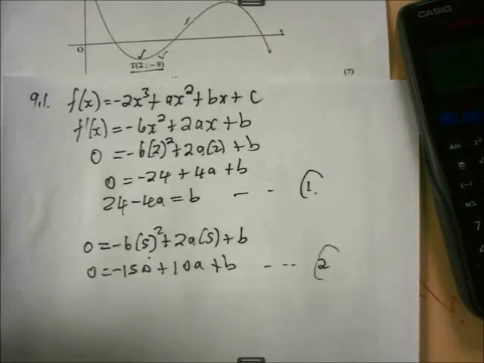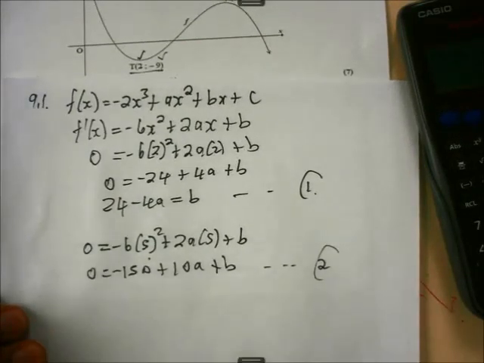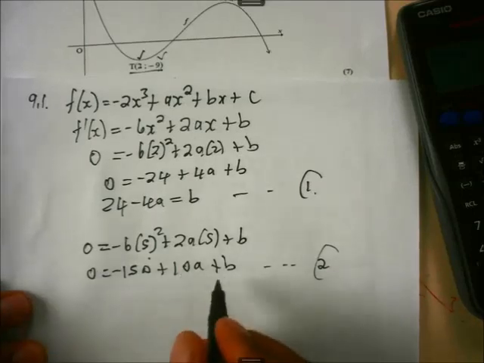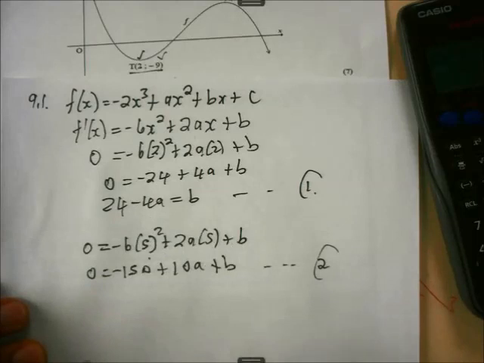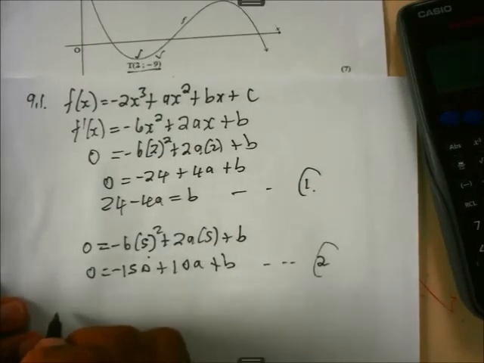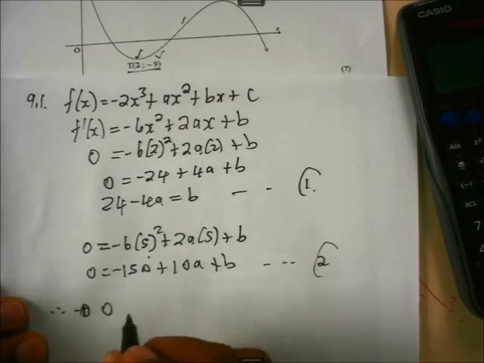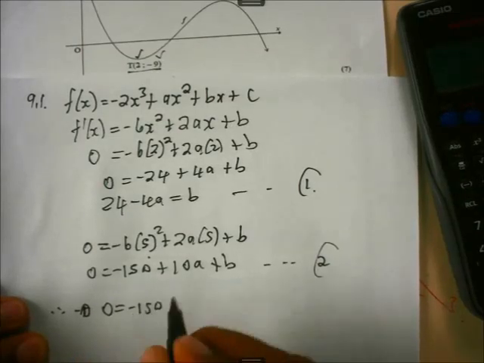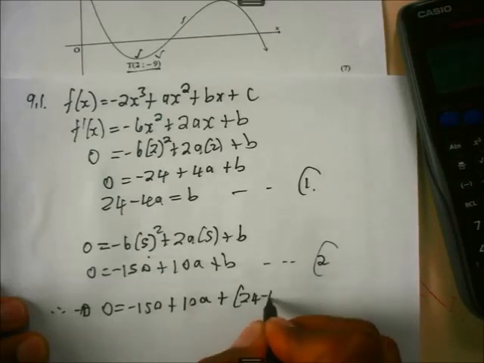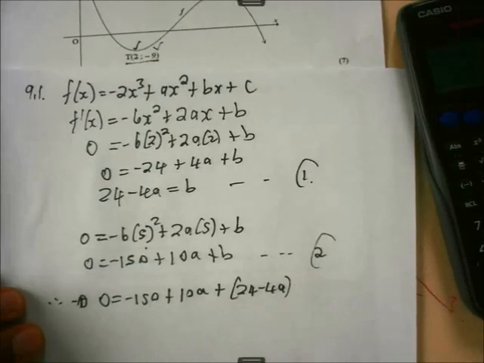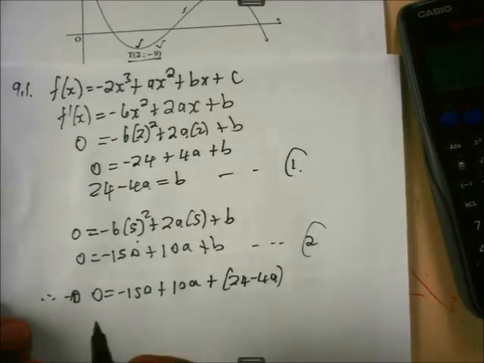Of course, the next step: what do I do now? I substitute b with 24 minus 4a. Therefore, we have 0 is equal to minus 150 plus 10a plus b, and we substitute b with 24 minus 4a.